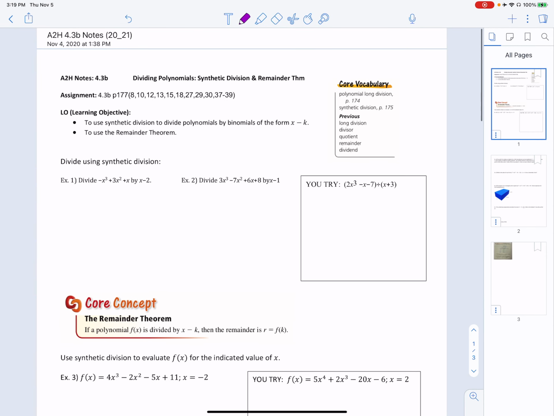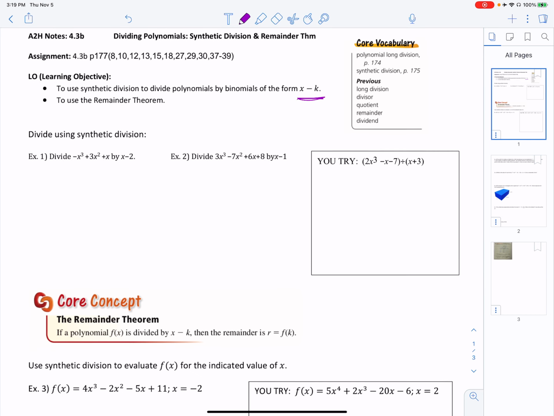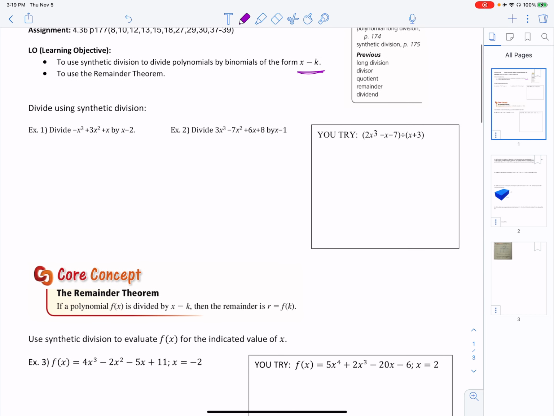Algebra 2 Honors 4.3b notes, and we are doing division with a process called synthetic division, and it's kind of limited. It's only when we're dividing by something x minus some value where the coefficient of x is 1, but it is a fun process when you can use it. And so we're just going to jump right into this.